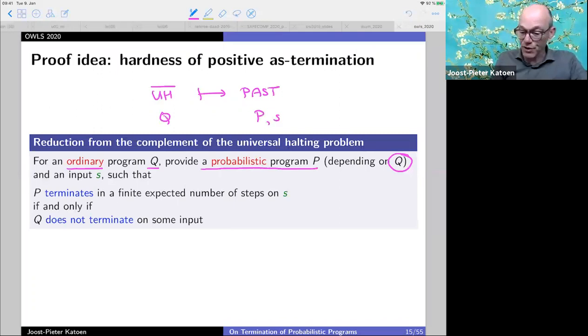And the correctness criterion is the following. We would like to have that P terminates in a finite expected number of steps. That means P is positive almost surely terminating on that input if and only if Q does not terminate on some input. Good. In order to understand the reduction, I'm first going to explain how this program P looks.